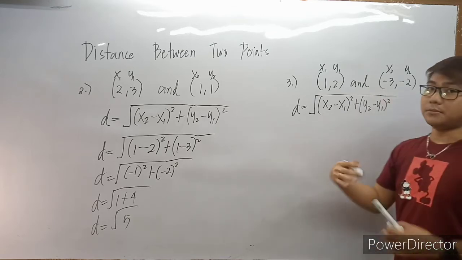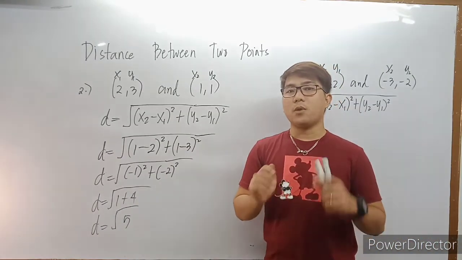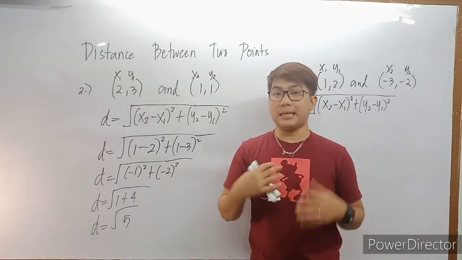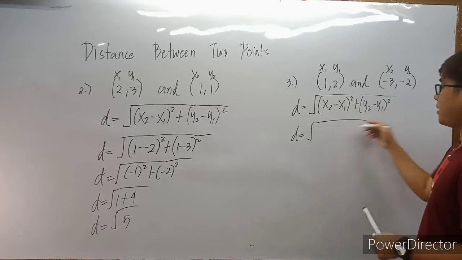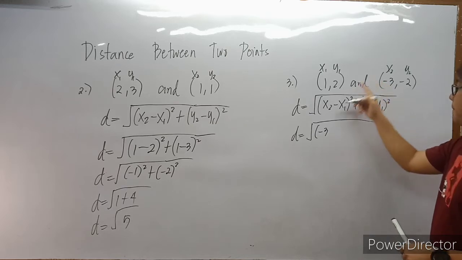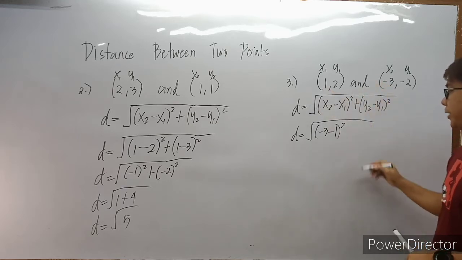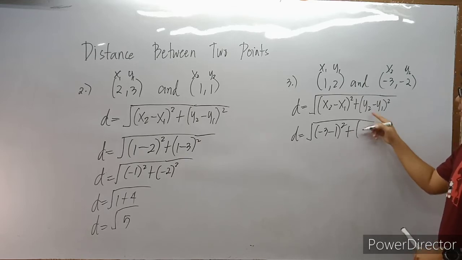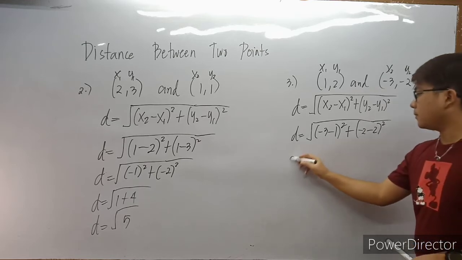Okay? So, substitute lang natin yung mga given values natin ng x sub 1, x sub 2, y sub 1, at y sub 2 doon sa formula natin. Nagkakaintindihan? Okay. So, d is equal to the square root of x sub 2 natin. Ano yung x sub 2 natin? Negative 3 minus x sub 1, 1, then squared. Plus, y sub 2 natin is negative 2 minus y sub 1, 2, then squared.